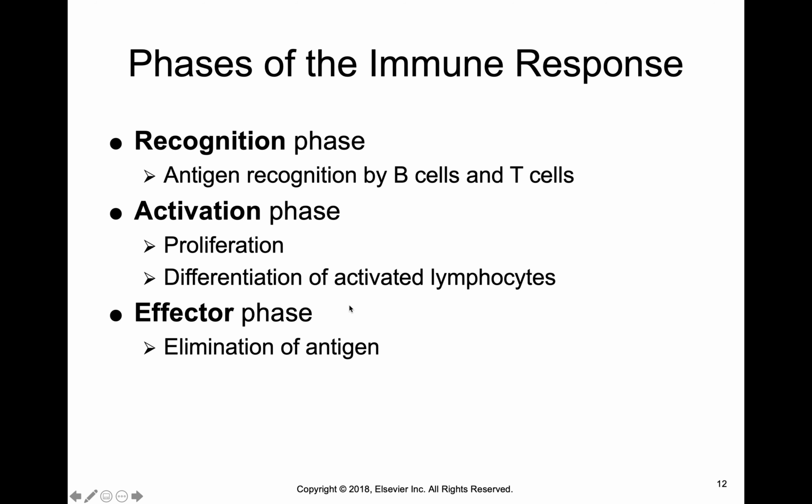So these are the phases of the immune response. There's the recognition phase, right? So there's an antigen, and it has to be recognized by the B cells and T cells. Then there's the activation phase, and this is basically a proliferation of all the components of the immune system. You certainly get an inflammatory response, and hopefully at the end of that, phagocytosis of the foreign invader. And then there's the effector phase, which is this elimination of the antigen with that phagocytosis.